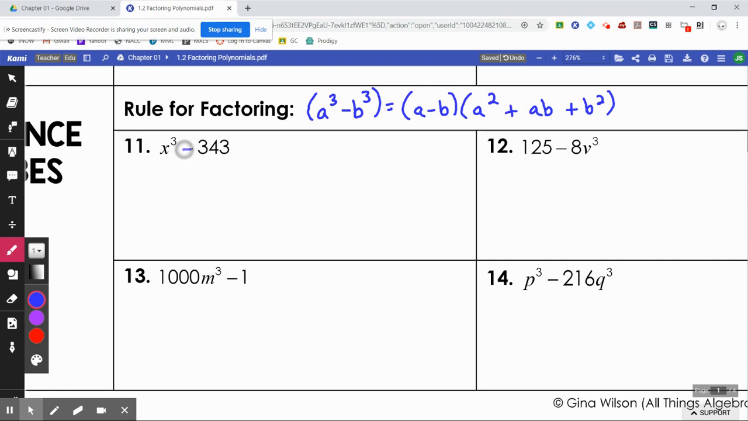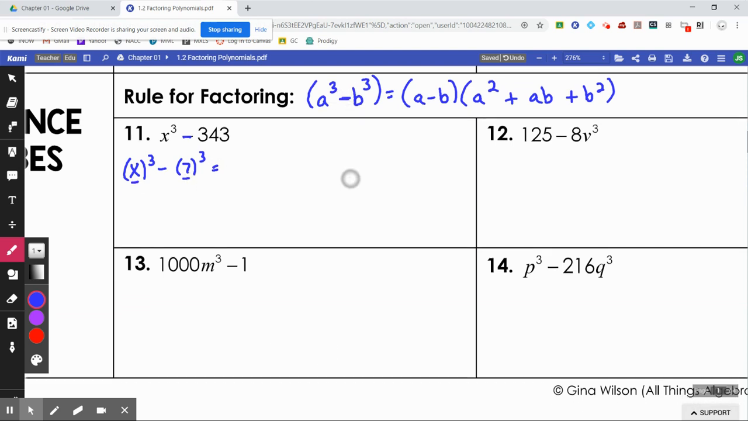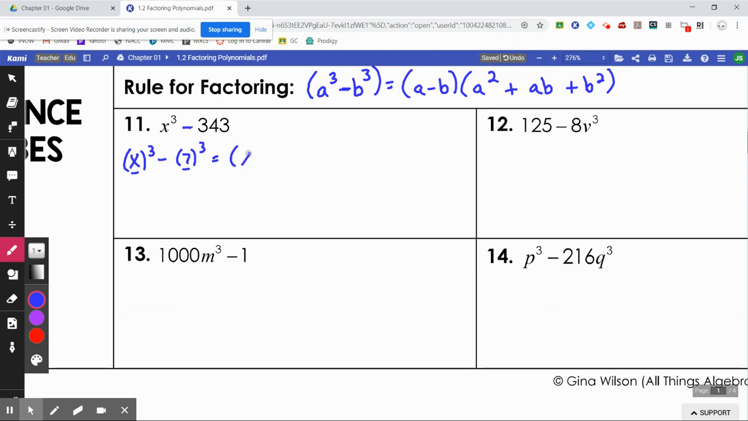So now we have a difference of cubes. I'm going to write this as x to the third minus 343, that'd be 7 to the third. So in my formula, in the place of a, I'm putting x, in the place of b, I'm putting 7, because I have a difference of cubes now. So I have a minus b times a to the second plus a times b, which would be x times 7, plus b to the second, and that's factored.